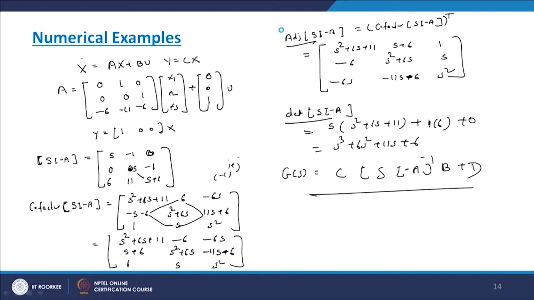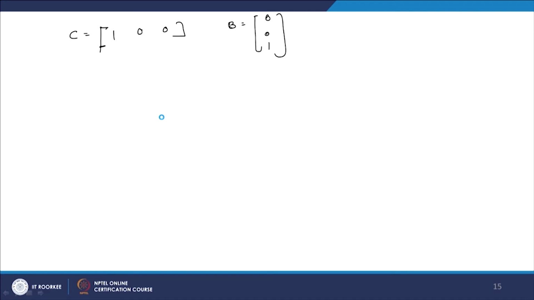C is your 1 0 0. Now, what is the value of B? B is your, check it, 0 0 1. You can check this here. So, here 0 0 1 is B and this is C. So, we have written here C and B.